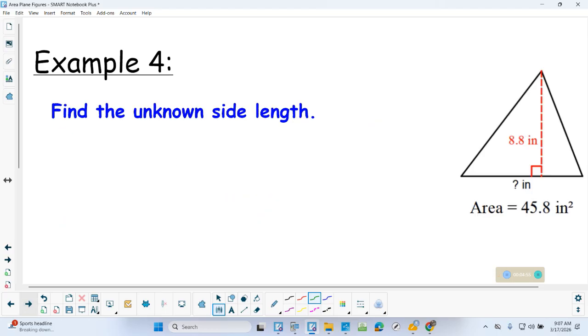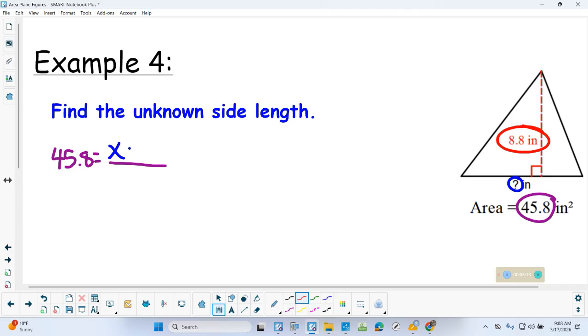Okay, kind of like the rectangle problem. This time they're going to have you find a missing piece, and notice they tell you what the area is. So instead of writing 8 equals, I'm going to put 45.8 equals. Now remember, we're doing the base, which is what we're trying to find. And I know a lot of you like to just use X for that. Me too. And of course, our height is that red perpendicular segment. And as always, we are over 2.